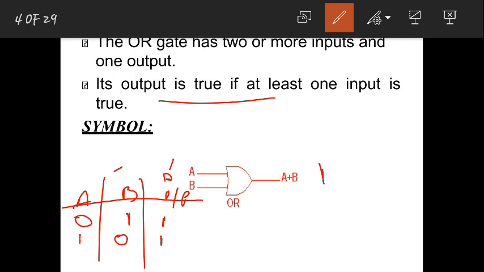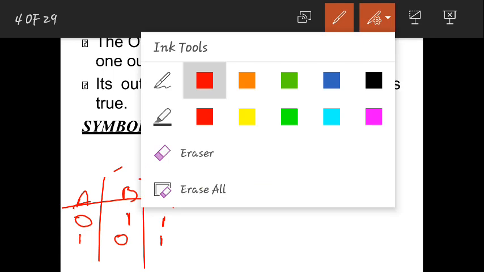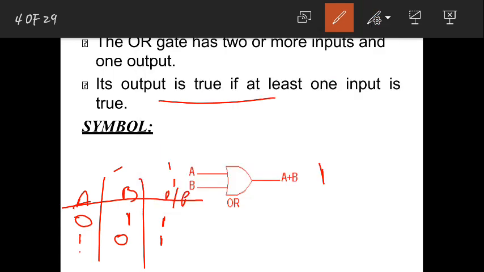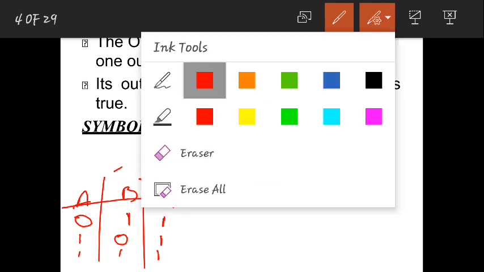Next, the other case. Now I will again change the inputs to 1 and 1. Here A is equal to 1 and B is also equal to 1. What you need to see is that if any one input is 1, then the output is always 1. A and B both being 1 does not matter, but at least one input is 1, so it is satisfying that condition. That means the output is also equal to 1.